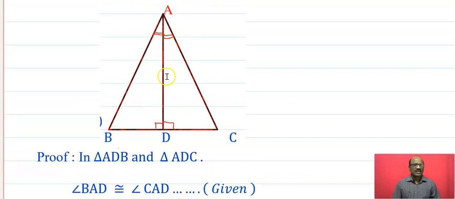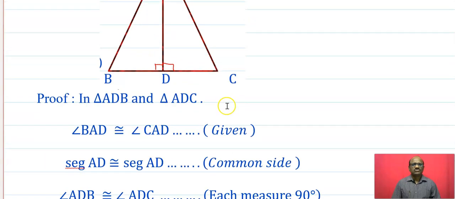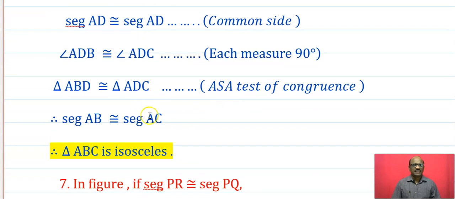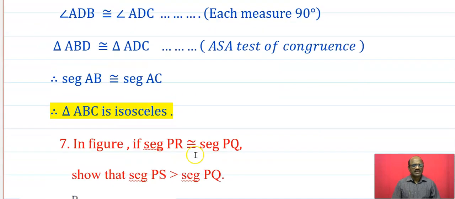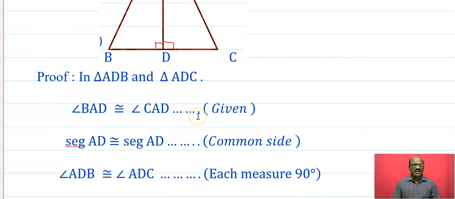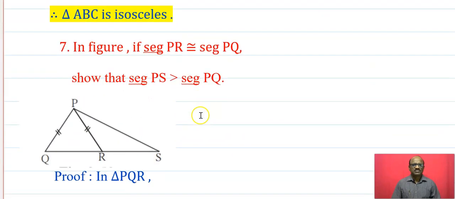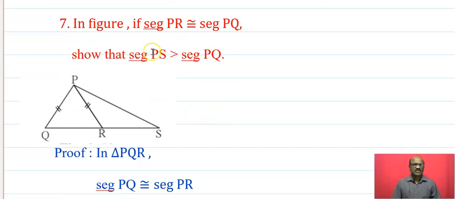ASA test. These two triangles are congruent by the ASA test of congruence. Therefore, segment AB is congruent to segment AC, and that's why triangle ABC is an isosceles triangle. Now the next, this is again very important.